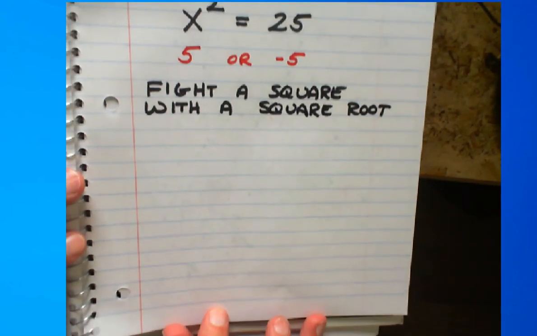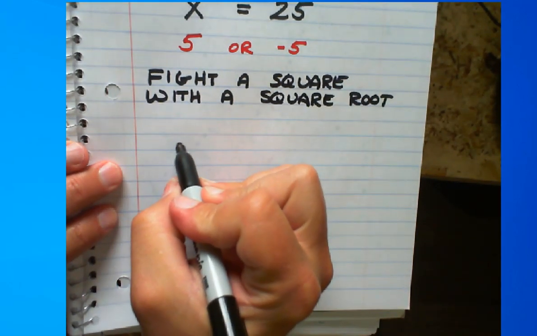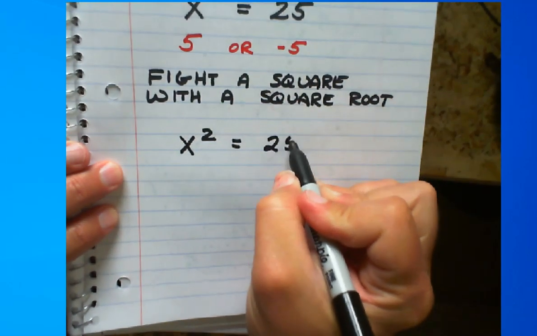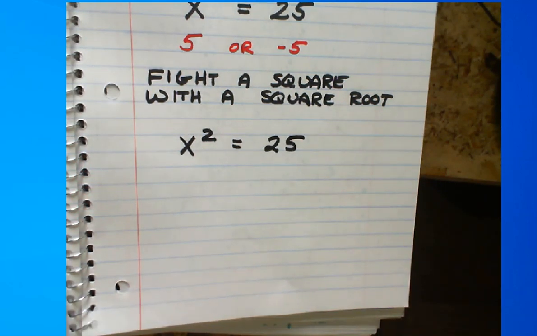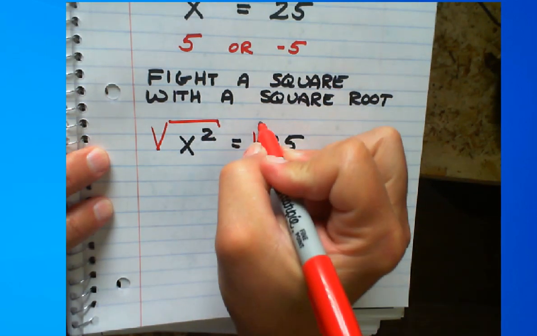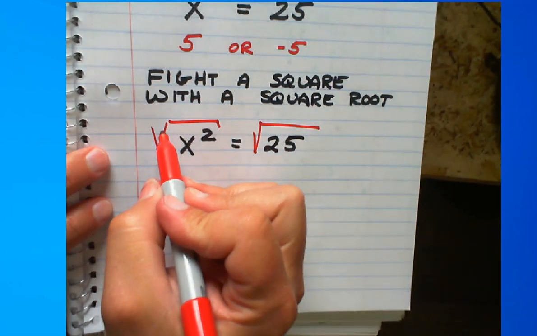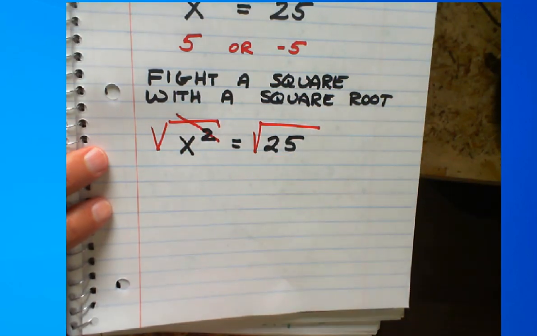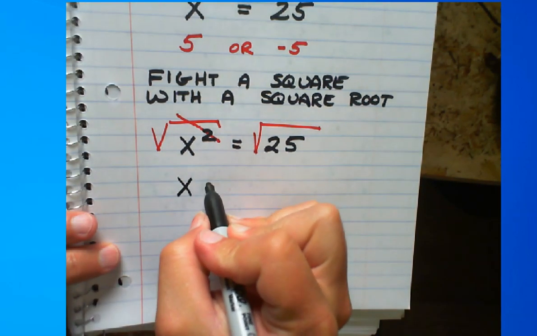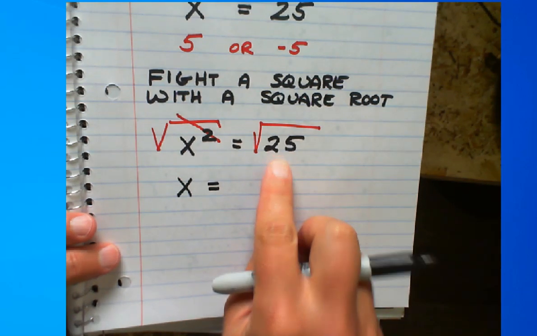Here's what it looks like. X squared equals 25. What would you like to do? Well, Mr. Barr, I would like to take the square root of both sides. The square root cancels out the square. And I'm left with x equals, what's the square root of 25? 5.